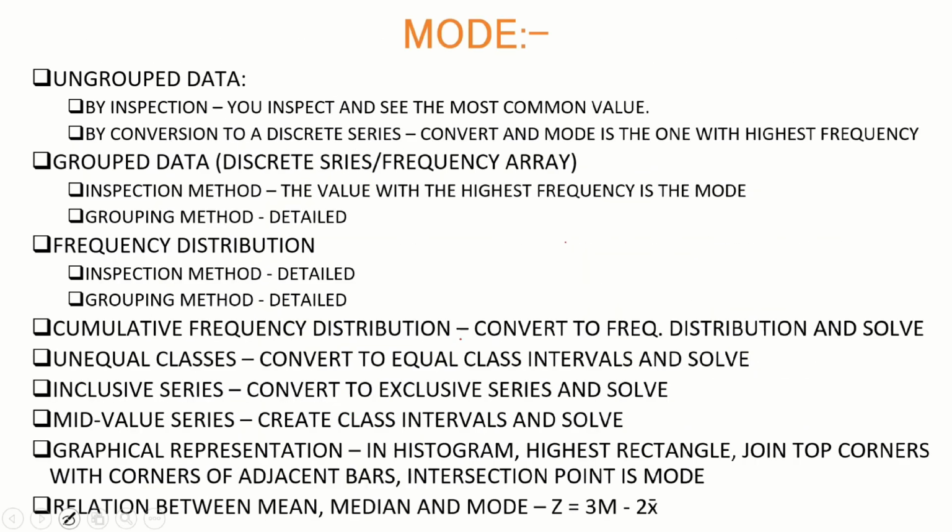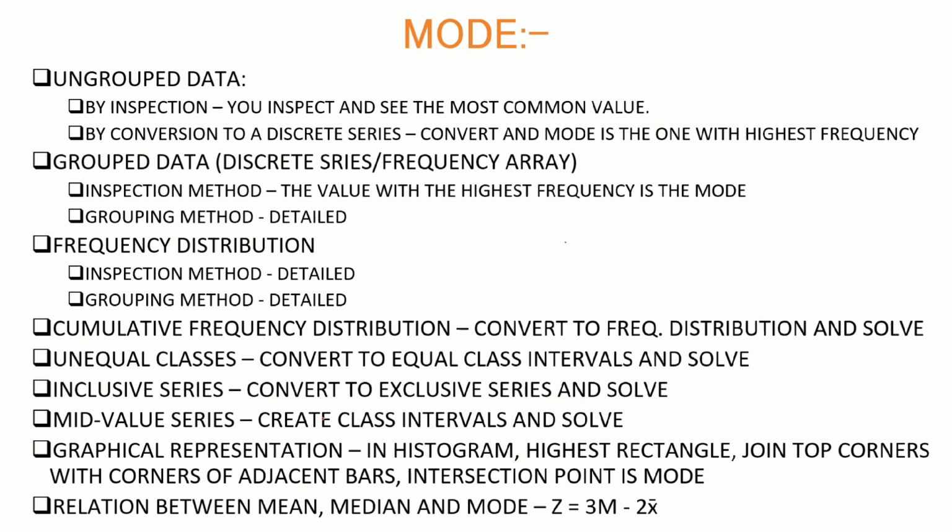Now, if a cumulative frequency distribution is there, we convert it to a normal frequency distribution and solve it. If unequal classes are there, we first convert them to equal class intervals, and then we will solve it. If there's an inclusive series, we convert it into an exclusive series and solve. If there's a mid-value series, we create class intervals and then solve.